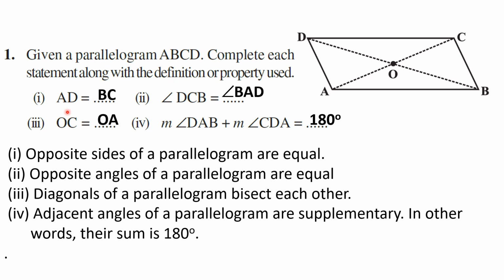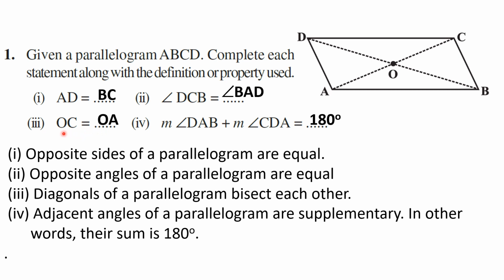Now, AD is equal to BC. Why? Because opposite sides of a parallelogram are equal. This is the property. Then second is angle DCB, and there is an equal sign. So this angle is equal to angle BAD. Why? Because opposite angles of a parallelogram are equal. We have been told that it's a parallelogram ABCD, so these are the properties of parallelograms. Opposite sides are equal, opposite angles are equal.